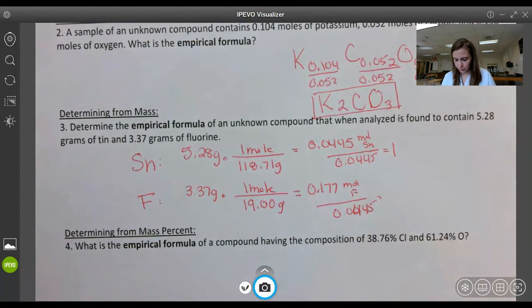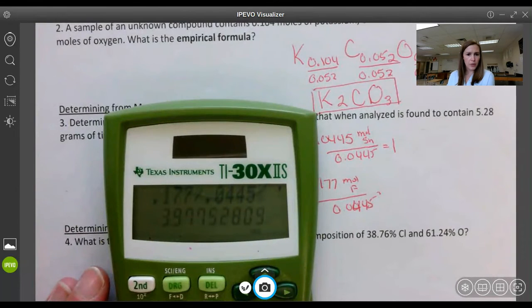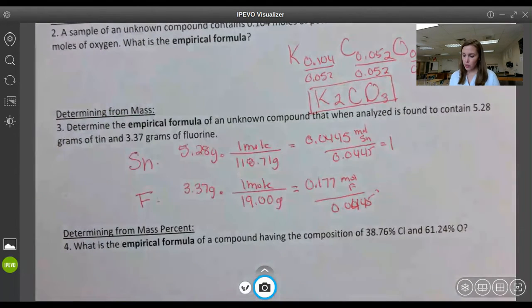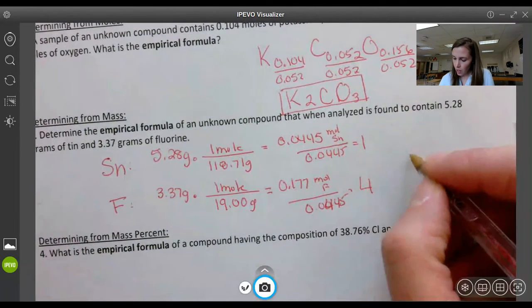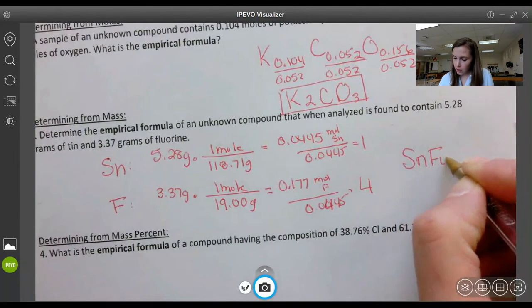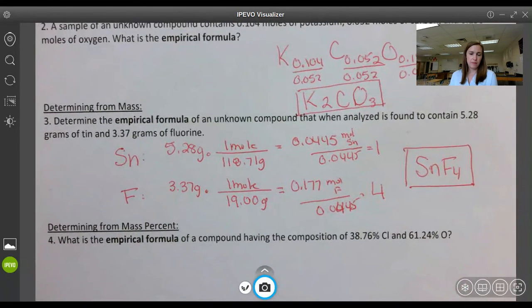When you do that on your calculator, see if you can see that a little bit in there. You're going to get this 3.97752 number. That's close enough that it is acceptable for us to round that to 4. So we can round that to a whole number of 4. Okay, now that they're in whole numbers, I can write this as SnF4. So that would be the empirical formula based on that data.